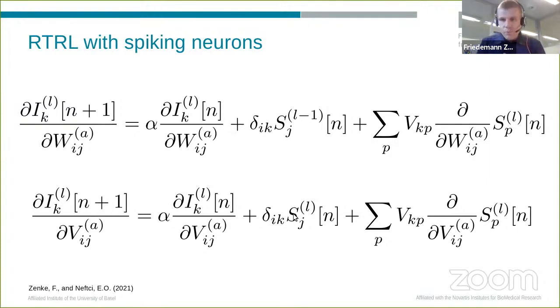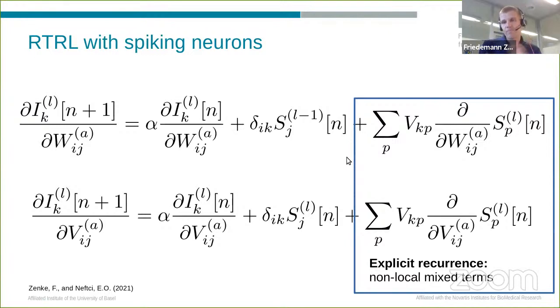So the problem where this breaks down is these terms here on the right-hand side. These terms come from the explicit recurrence that I mentioned earlier. These terms in this derivation correspond to stuff that's going through synapses and somehow coming back or going to other neurons. So this is intrinsically a non-local thing. I call them here the non-local mixed terms. And if it wasn't for them, we could compute everything locally as a little dynamical system at the synapse, at the neuron, very neatly. And this is really what breaks locality and makes things more complicated.